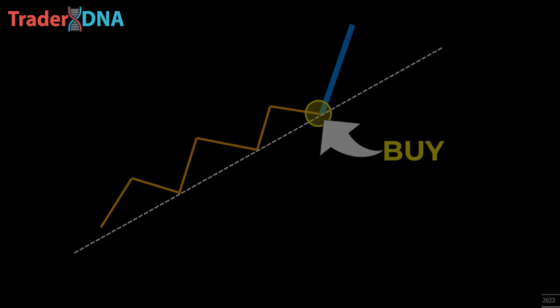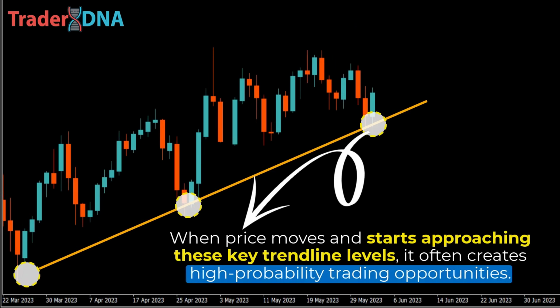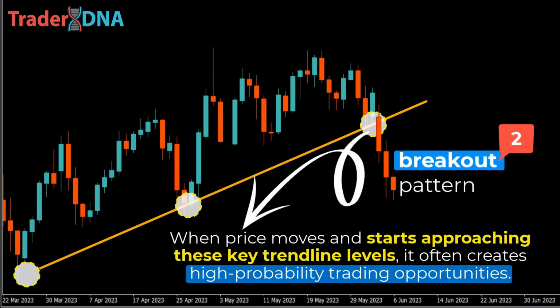The second is the breakout pattern. This one happens when the price breaks through the trend line instead of bouncing off it. When that occurs, it signals that the existing trend might be coming to an end, and we could be seeing the beginning of a trend reversal in the opposite direction.